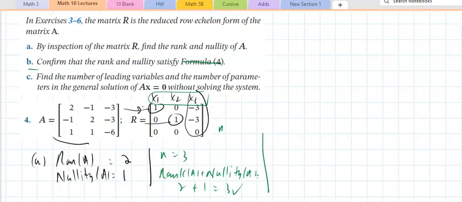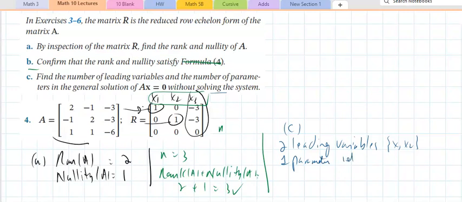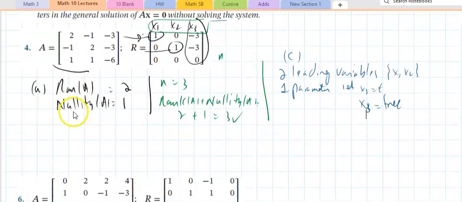And if I look at C, find the number of leading variables and the number of parameters in the general solution when you solve this. Well, we have two leading variables. And in case you're wondering, you have to list them, namely x1 and x2. And we have one parameter. That is when you say let x3 equal t, or the way I've been doing it, we're going to say let x3 be free, and find the null space in terms of that one variable.